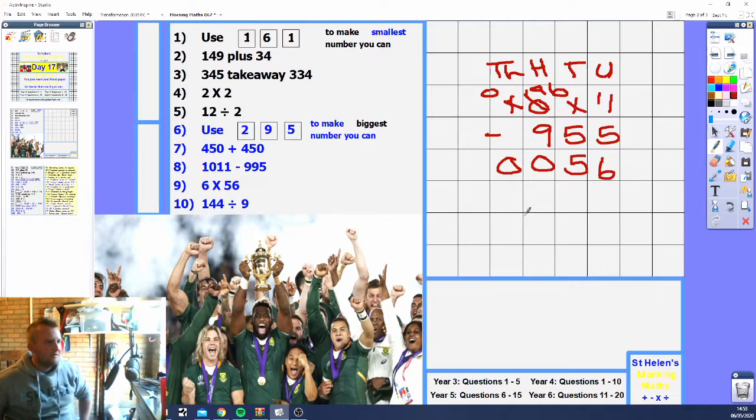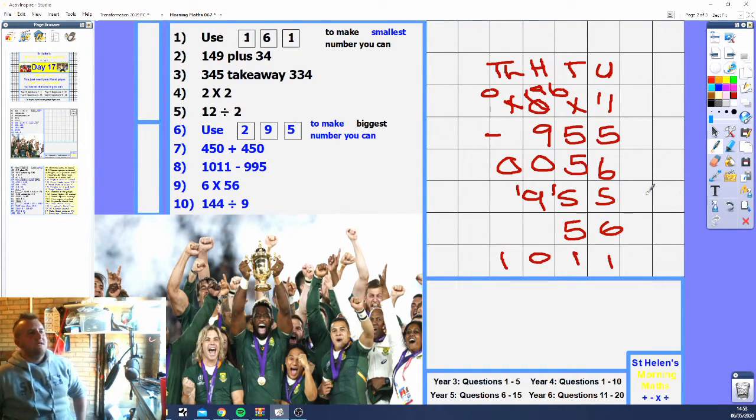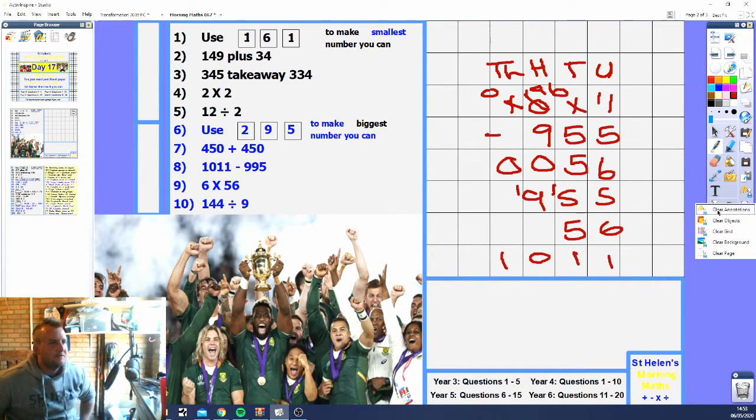How would I make sure that I've got this right? What you can do is you can go 955 plus 56. And then you've got 11. And you've got 11. And then you've got 10 there. So you add the two together and you get 1011, which is the exact same as the question. Again, sorry if you're hearing banging in the background.